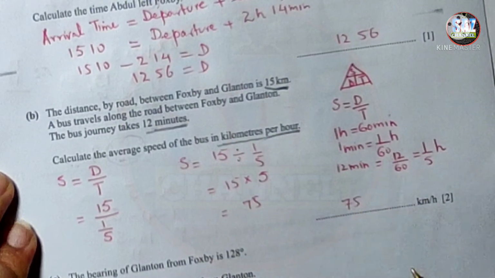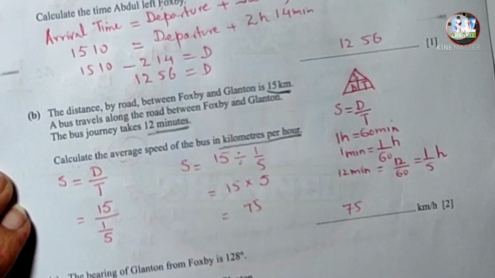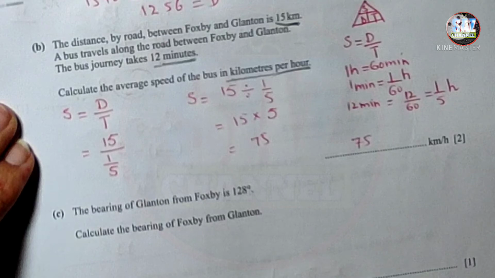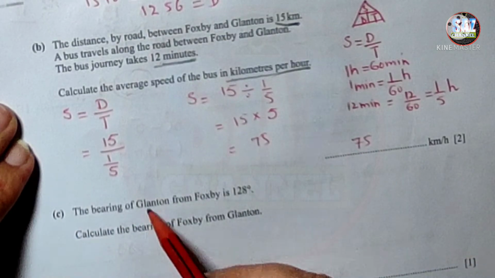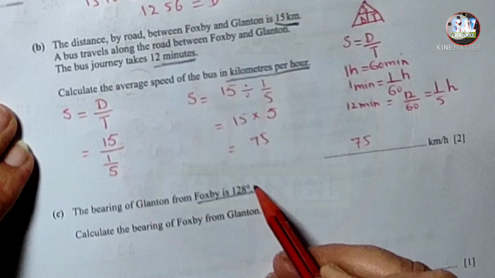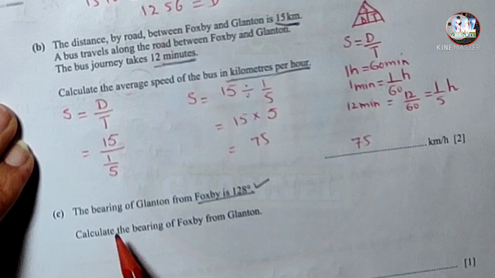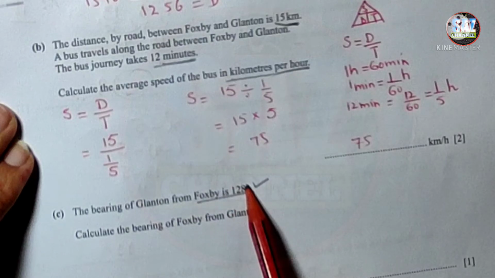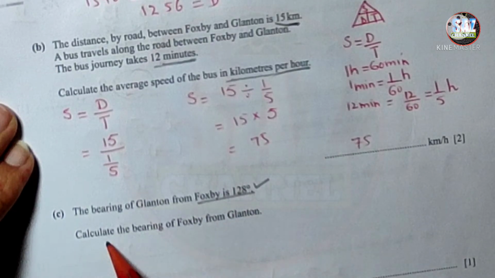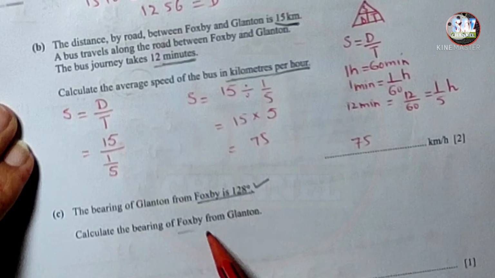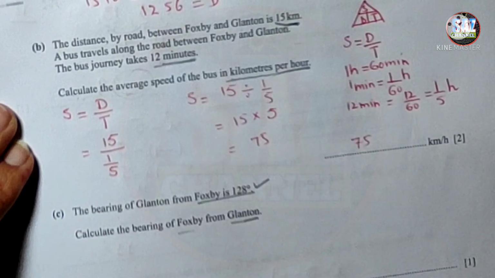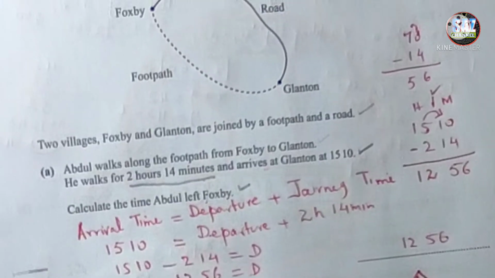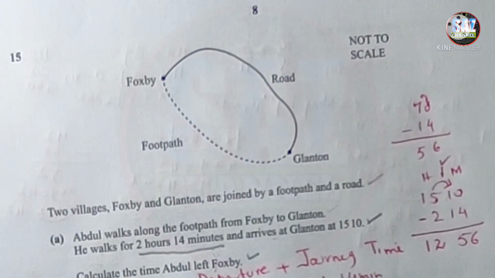75 kilometer per hour. And now the question says the bearing of Glenton from Fox Bay is 128 degrees. The bearing of Glenton from Fox Bay is 128 degrees. Calculate the bearing of Fox Bay from Glenton. Okay, recall the concepts of bearing and your alternate and corresponding angles.